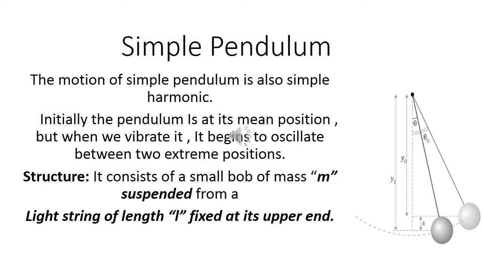Now we have to see its structure. A simple pendulum consists of a small bob of mass m suspended from a light inextensible string of length L, fixed at its upper end, as I have already told you.